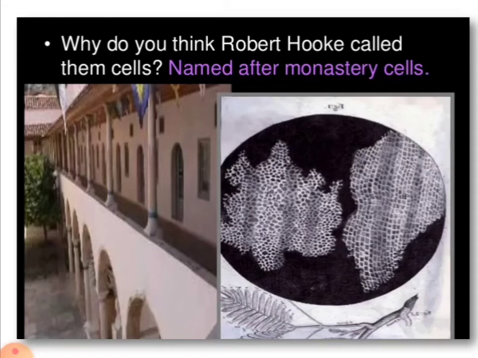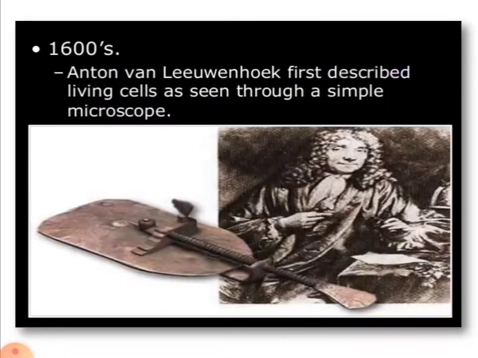And how it looks like, as you can see that when he observed under the microscope, they look like small compartments. So why he called them a cell? So he observed them like a small room, small compartments, and this is how the naming was given by him.